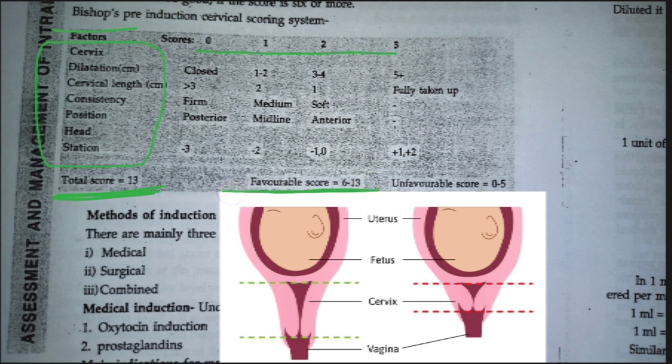If the patient gets 6 to 13 marks, then the delivery process is okay, it's going in the correct path. While if it is less than that, from 0 to 5, then the delivery is not okay, and we need to take care of it.